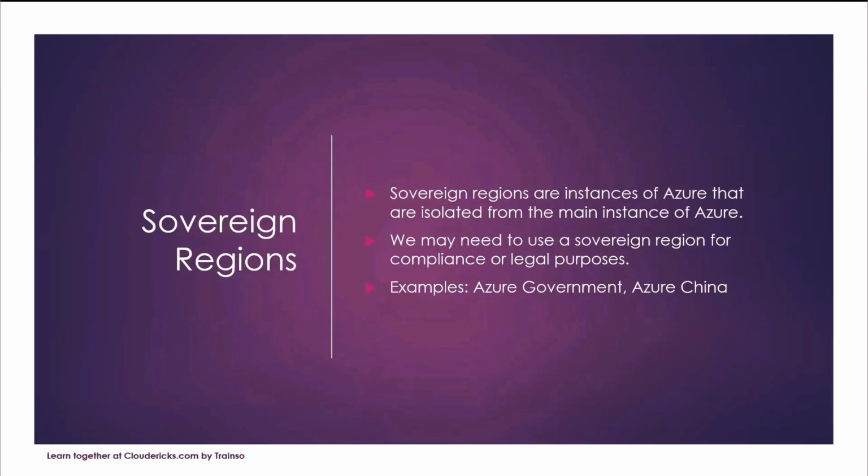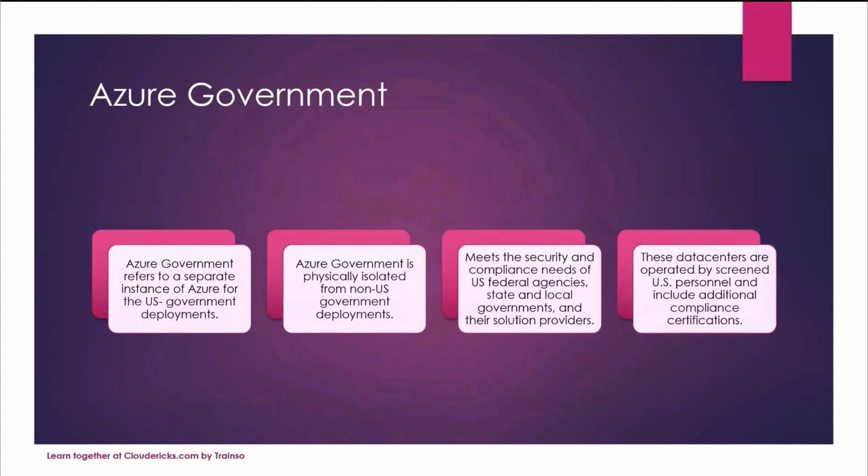Sovereign regions. Sovereign regions are instances of Azure that are isolated from the main instance of Azure. We may need to use a sovereign region for compliance or legal purposes. Examples include Azure Government, Azure China. Azure Government refers to a separate instance of Azure for US government deployments. Azure Government is physically isolated from non-US government deployments. It meets the security and compliance needs of US federal agencies, state and local governments, and their solution providers. These data centers are operated by screened US personnel and include additional compliance certifications.